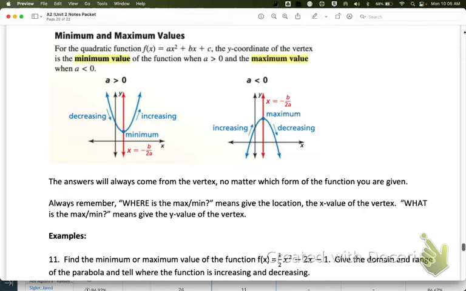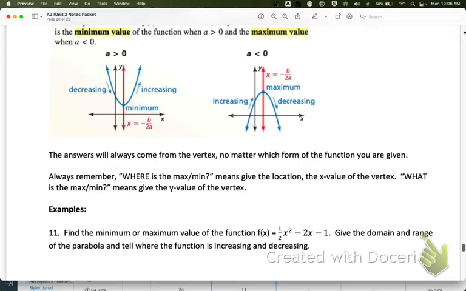So the y-coordinate is what the maximum or the minimum is equal to, and the x-coordinate is where it happens, okay? So the answer to a maximum or minimum question will always come from the vertex, no matter what form of the function you're given.